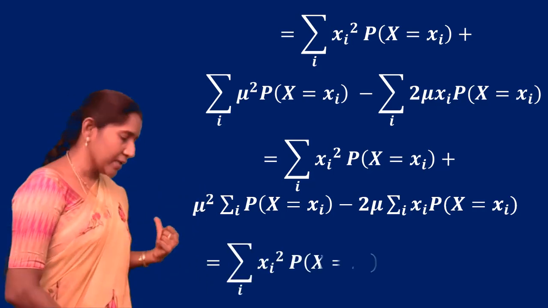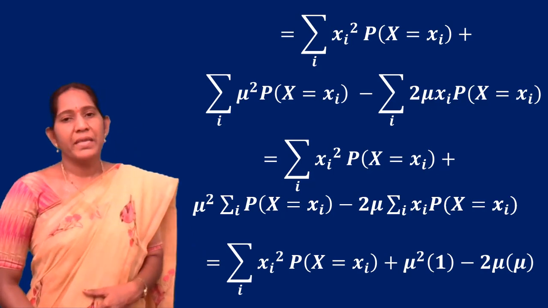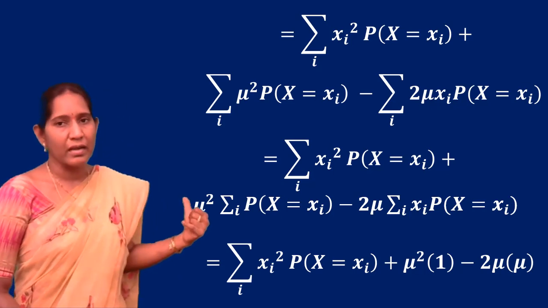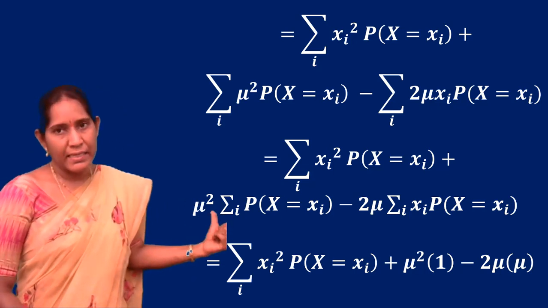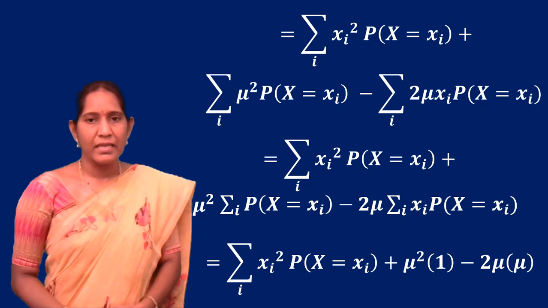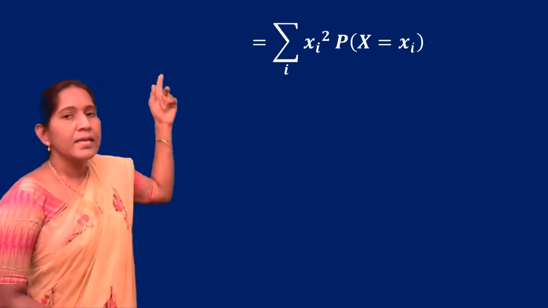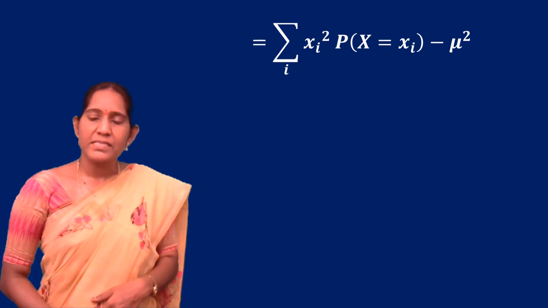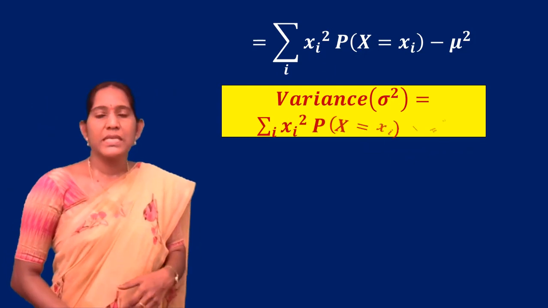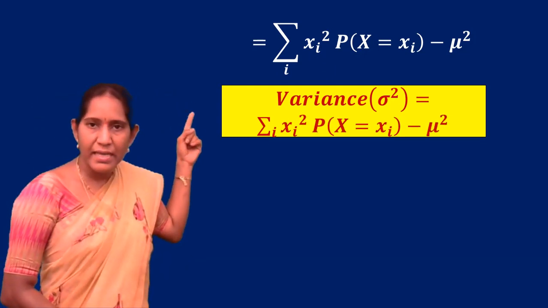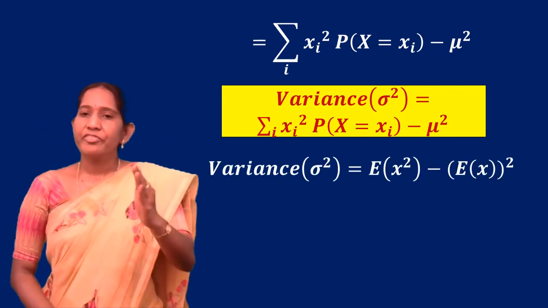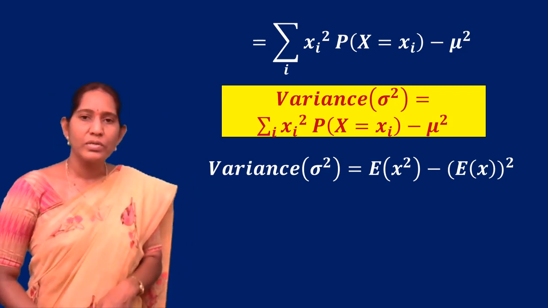So that is sigma i xi square p of x is equal to xi plus mu square into 1, since the sum of probability is equal to 1, minus 2 mu into mu, since mu is equal to sigma i xi into p of x is equal to xi. That is equal to sigma i xi square p of x equal to xi minus mu square. Therefore, variance sigma square is equal to sigma i xi square p of x equal to xi minus mu square, or also variance sigma square is equal to E of x square minus E of x whole square.